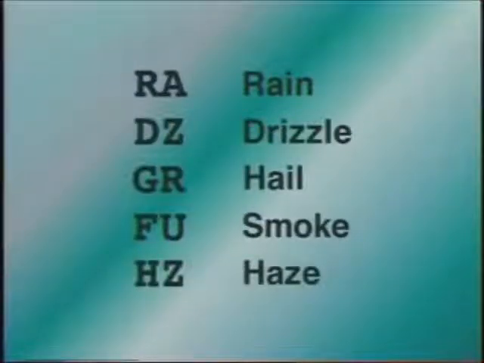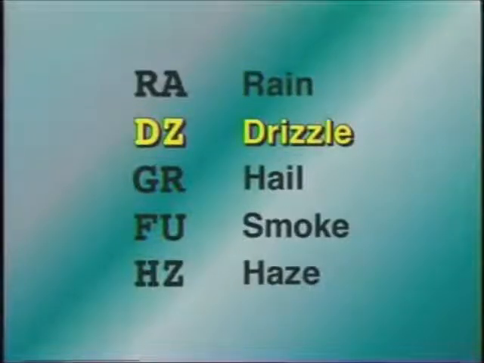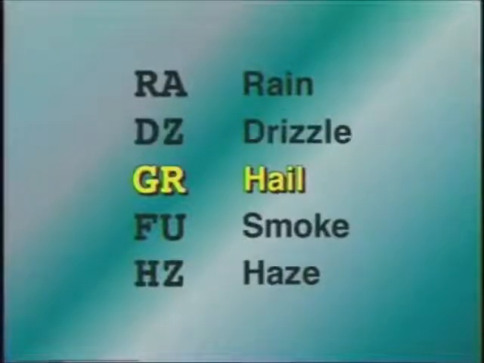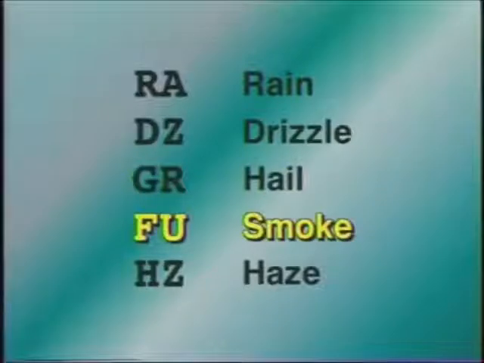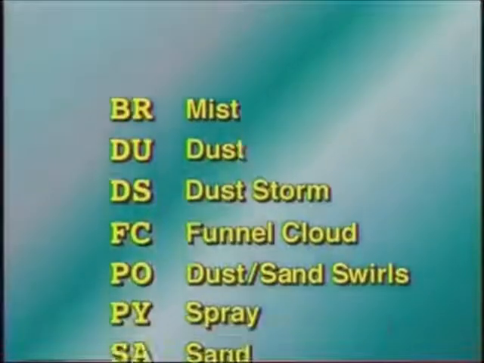The common letters used to indicate precipitation and obstructions to visibility include RA for rain, DZ for drizzle, GR for hail, FU for smoke, and HZ for haze. Additional codes are listed in your manual.